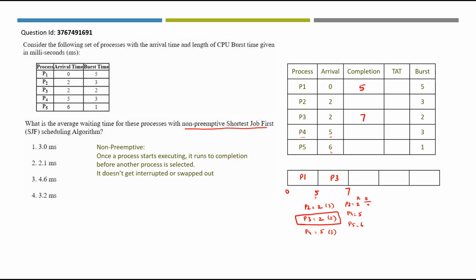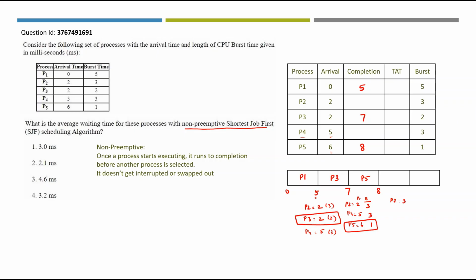P2 has 3 burst time, P4 has 3 burst time and P5 has 1 burst time. Which is having the shortest job? P5. So we are going with P5 now. P5 will execute for 1 burst time and the completion time will be 7 plus 1 which is equal to 8.